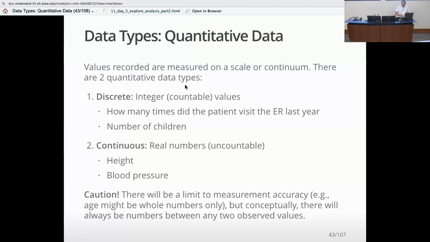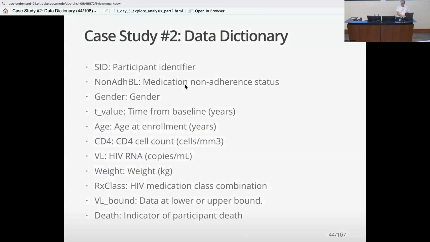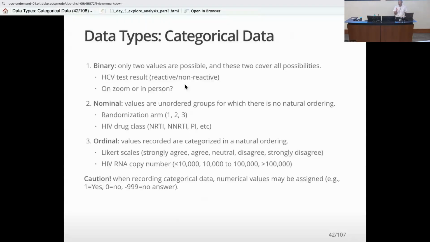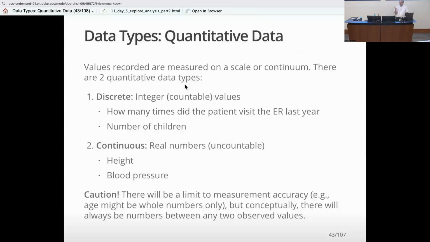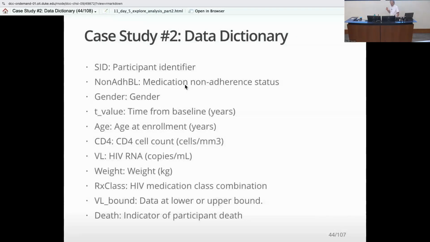Okay, so we're talking about quantitative data. So categorical data: binary, nominal, ordinal. Quantitative data: discrete and continuous. So remember the data dictionary that we looked at a while ago?